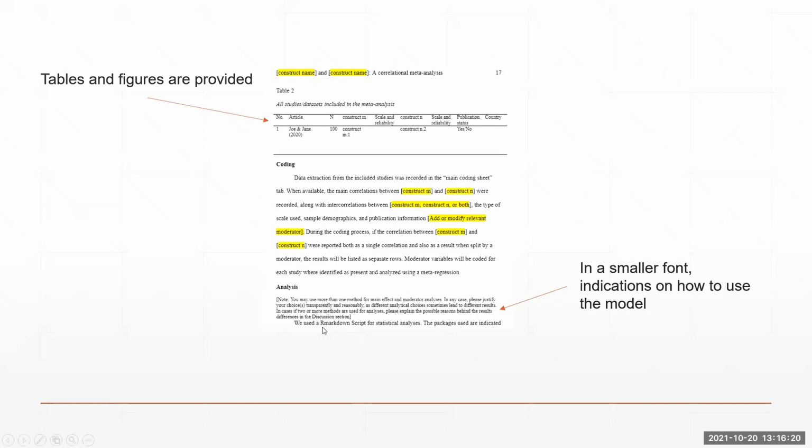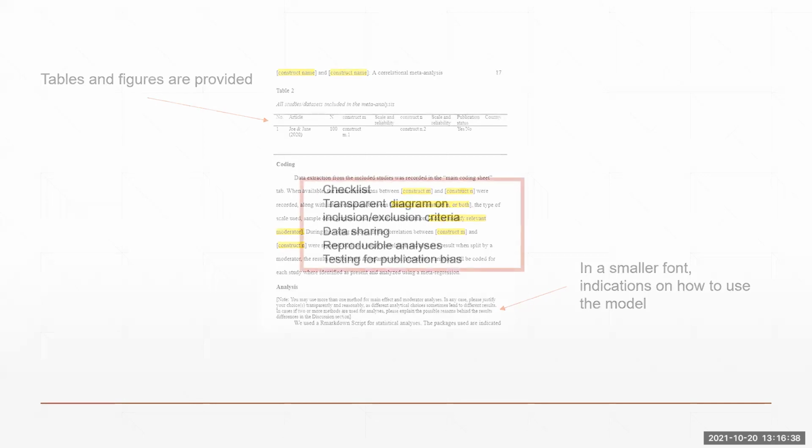And then you have, in smaller fonts, indications on how to use the model. For example, this indication explains what should be in the analysis section. So it's very easy for you to adapt this section to your needs, or to delete it, or to add another section if you want. So this is for the main manuscript.